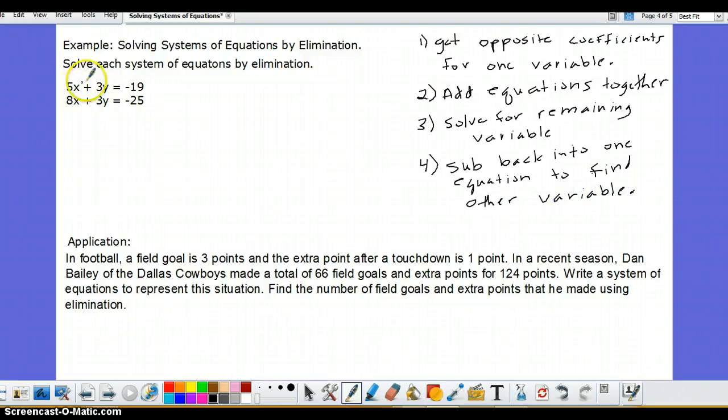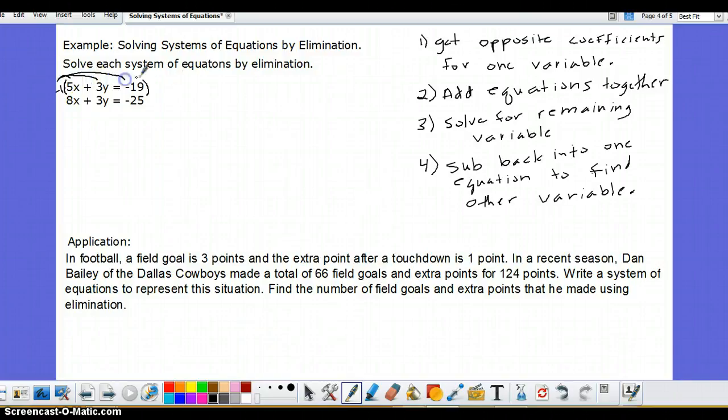Alright, so we have 5x plus 3y equals negative 19, and 8x plus 3y equals negative 25. Right here I focus on those 3's. Since they're the exact same, I want opposites, so one of these has to become a minus. What I do is multiply that entire equation by negative 1. You might have to multiply by 2, by 3, something, or you may not have to multiply at all. In this case, it's negative 1.